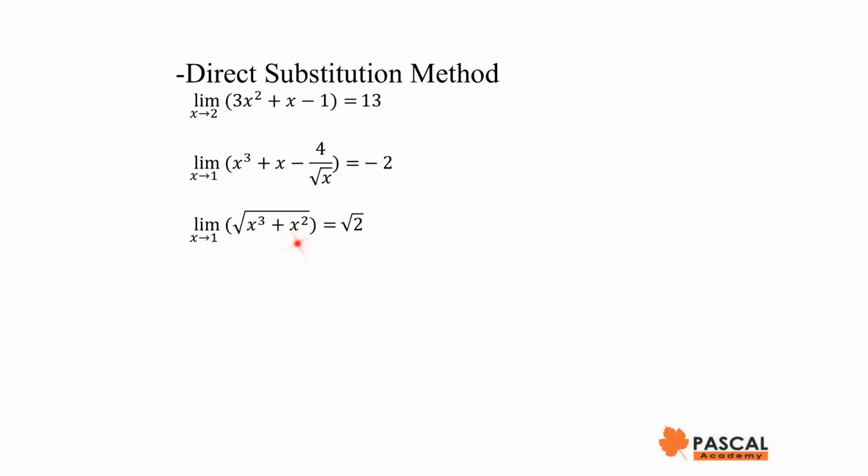So our first trial to find the limit of a function as x approaching a number is direct substitution. If we get a number, that number is the limit of the function. For example, limit of (x^3 plus x minus 4) over root x is (1 plus 1 minus 4) over 1, which is negative 2. Or limit of square root of x^3 plus x^2 as x approaches 1 is root 2, simply because square root of 1 to the power of 3 plus 1 to the power of 2 is root 2.